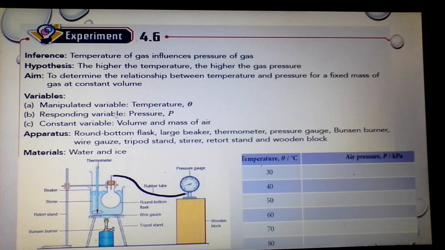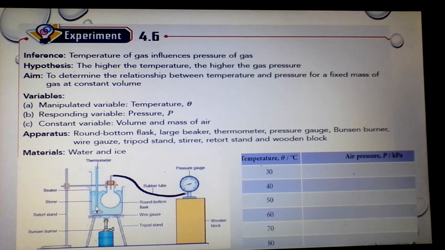When we discuss three variables, P, V and T, this law, Gay-Lussac's Law, discusses temperature and pressure, meaning the volume and mass must be constant. Okay, apparatus and materials needed: round bottom flask, large beaker, thermometer, pressure gauge, Bunsen burner, wire gauze, tripod stand, stirrer, retort stand and wooden block, water and ice.